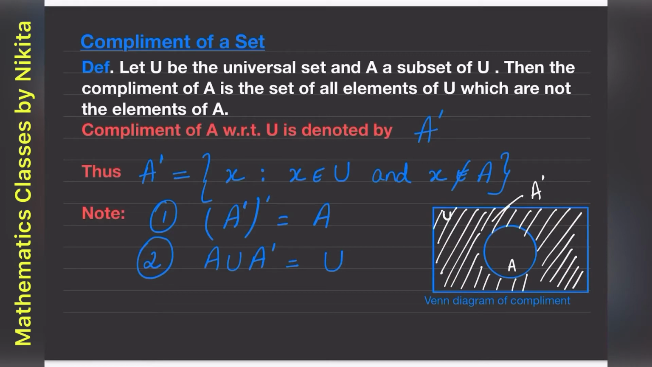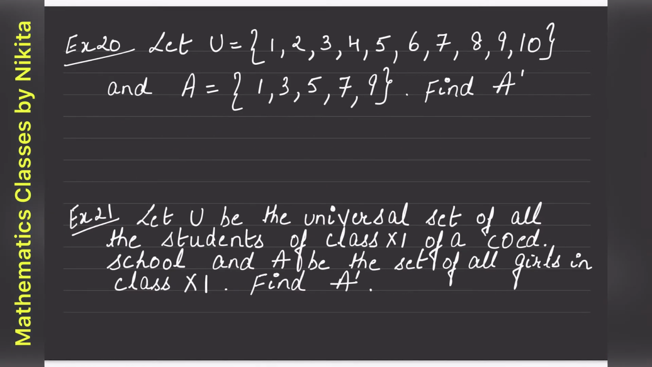Now let's see one example now. These are the examples from your NCERT books, and after you understand these examples, we'll be doing the exercise questions. So first example is: let U be equal to 1, 2, 3, 4, 5, 6, 7, 8, 9, 10 and A be equal to 1, 3, 5, 7, 9. You have to find A complement.